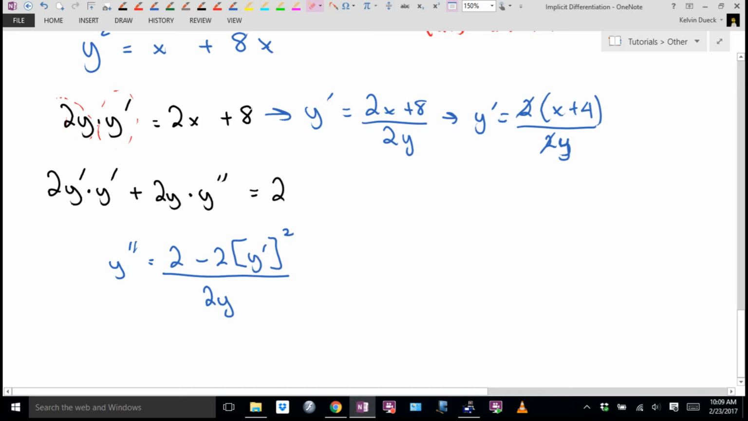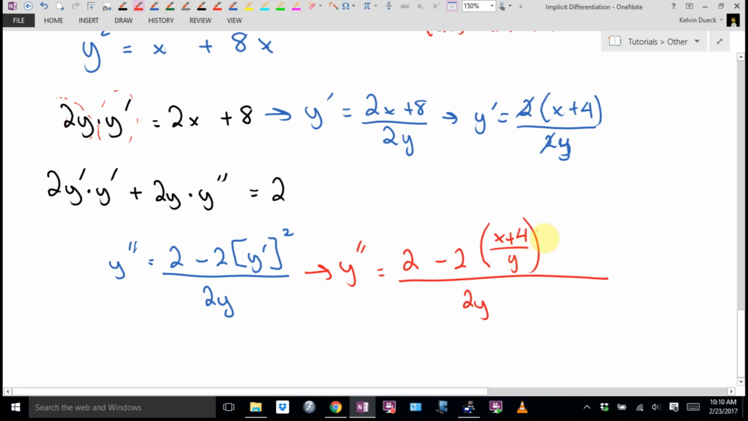See how it's going to take us a while to get there, and this example that I've made up may end up being much uglier than the one that you have. I think the one that you have might have completely canceled out, or I don't know. Anyways, so we're going to end up with this. The second derivative is going to be equal to, on the bottom there's a 2y, there's a 2, there's a minus, there's a 2, and then I guess it's going to be x plus 4 over y all squared, because it was y prime all squared.